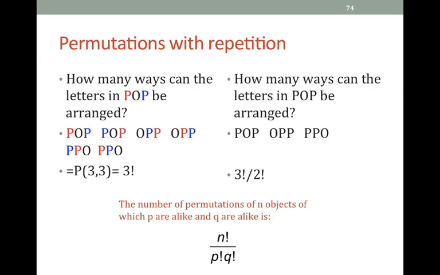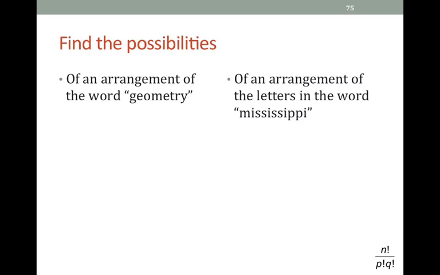And so I'm going to give you an example so you can make some sense of that. Find the possible arrangements of the word geometry. Okay, geometry. So how many letters in geometry? We have 1, 2, 3, 4, 5, 6, 7, 8 letters. So that's permutation of 8 letters taken 8 at a time, which is going to be 8 factorial.